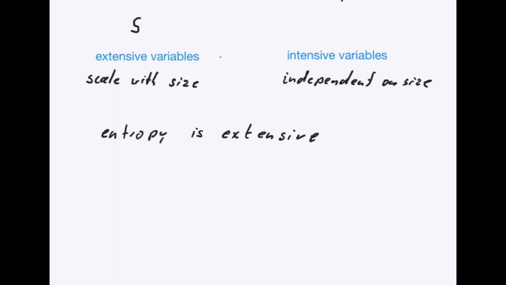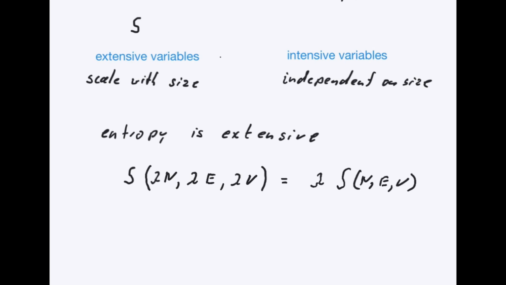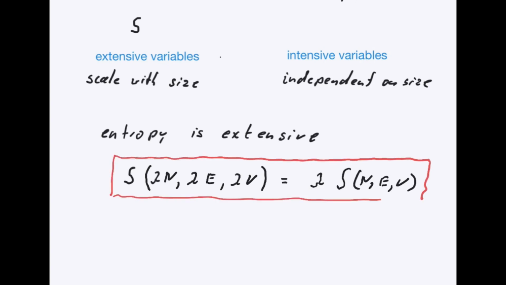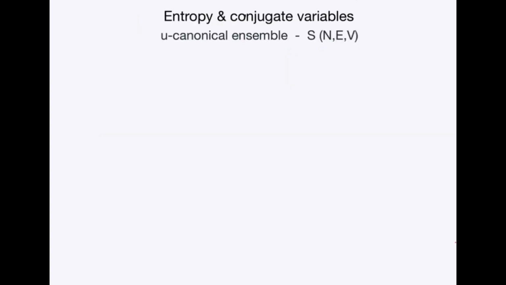Extensive in terms of entropy means if I have an entropy of a system where I have lambda times N particles, lambda times E energy, and lambda times V volume, this entropy is equal to lambda times the entropy of N, E, and V. In the next step, we look at the differentials of the entropy, which means we're interested in how the entropy changes if we change any of its parameters.